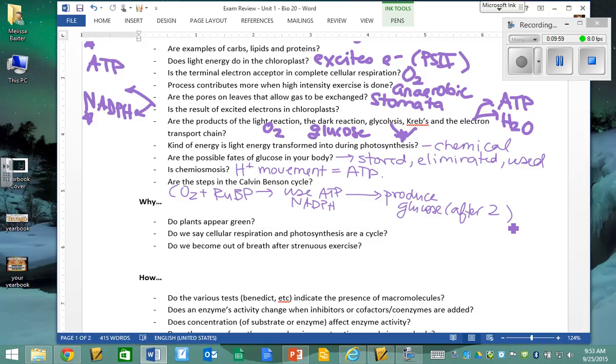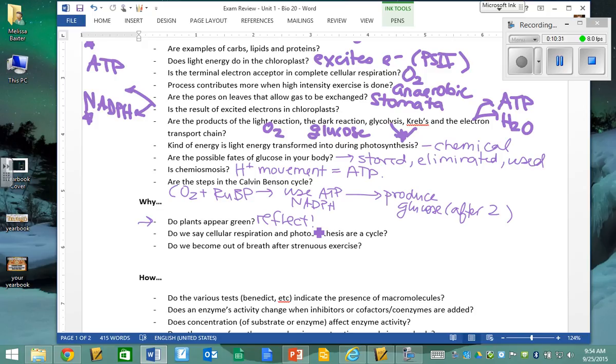Are there other sub-steps? Of course there are. But that is the main idea that's happening. I'm taking CO2 and then I'm reducing it. I'm reducing it because I'm oxidizing NADPH. If something gets oxidized, something else has to be reduced. In the Y section, why do plants appear green? Remember, it's the idea of reflecting. They reflect green light. They don't absorb it.